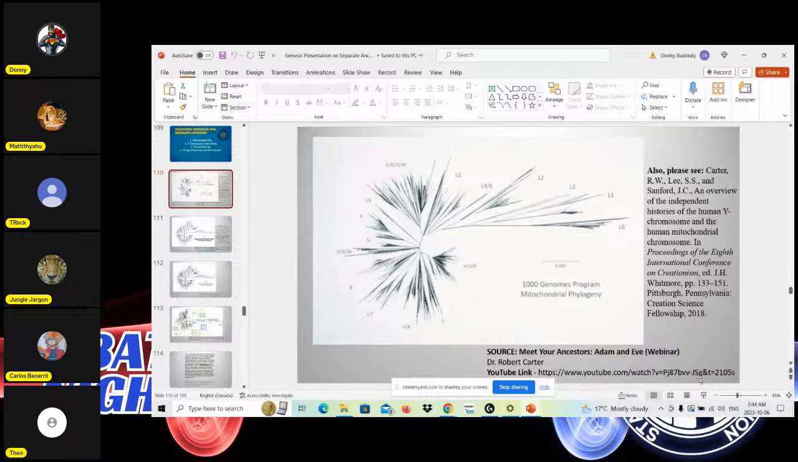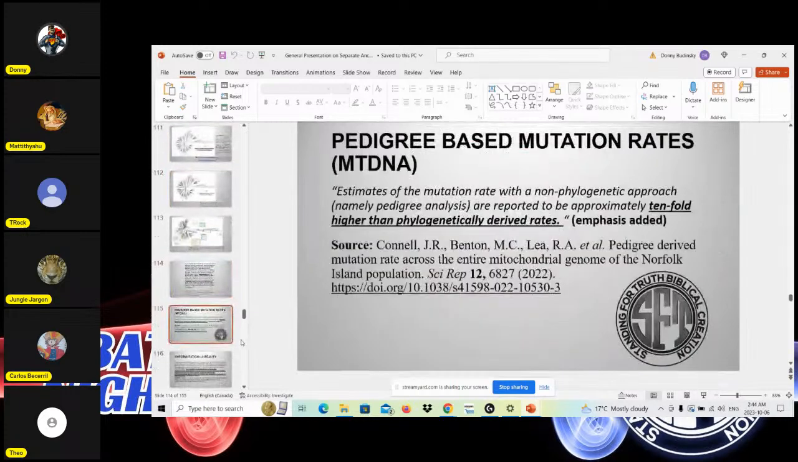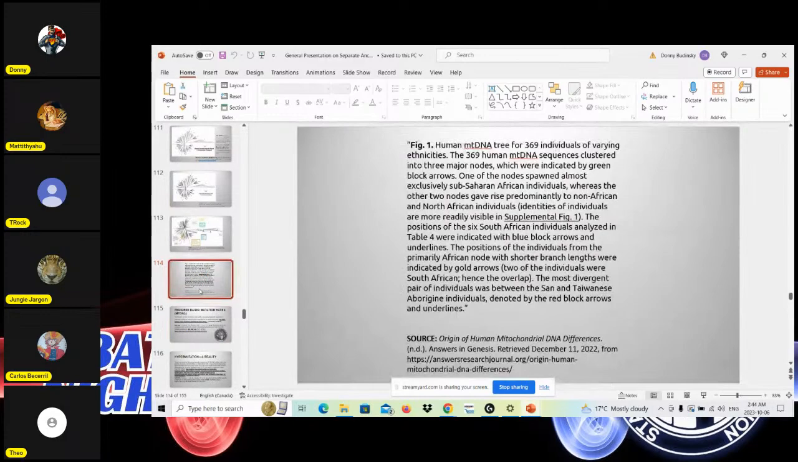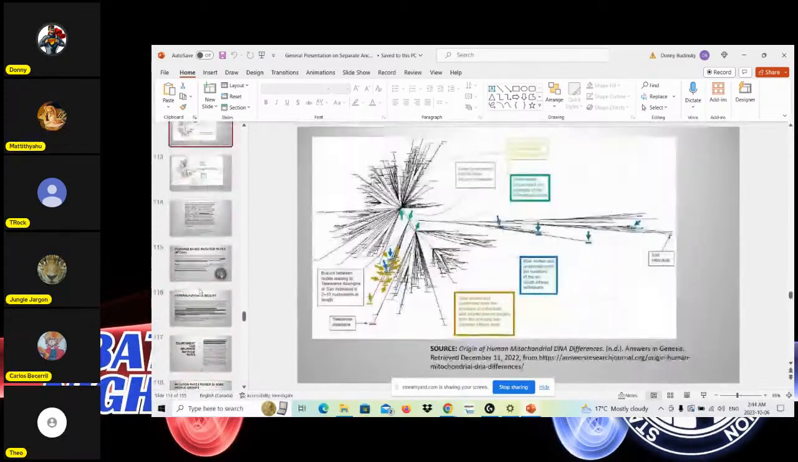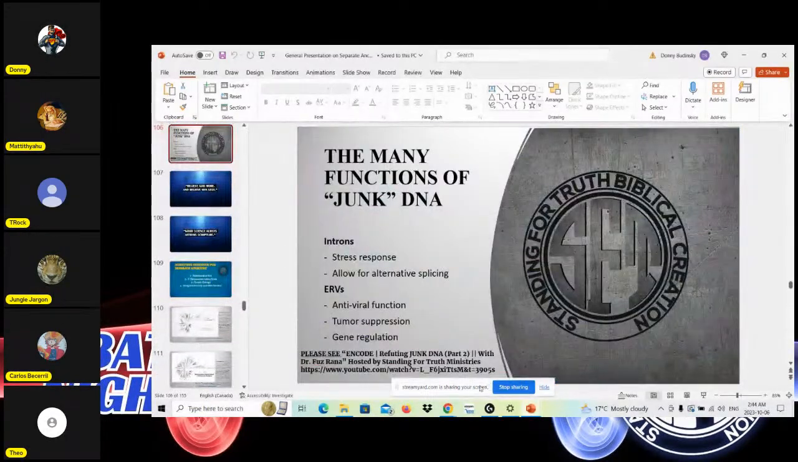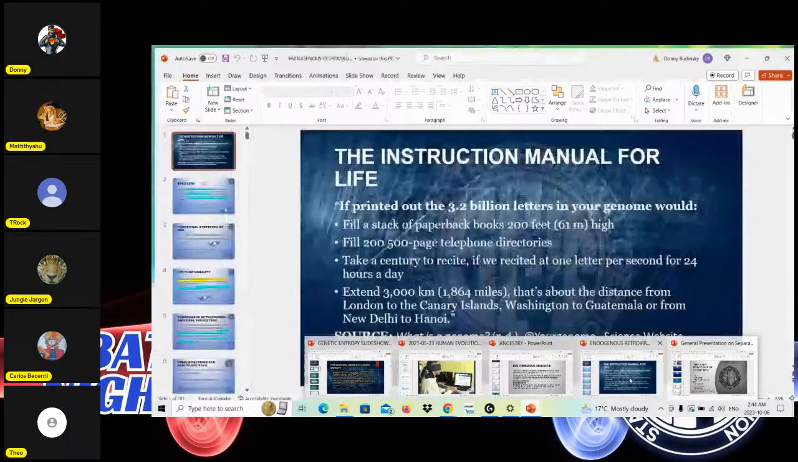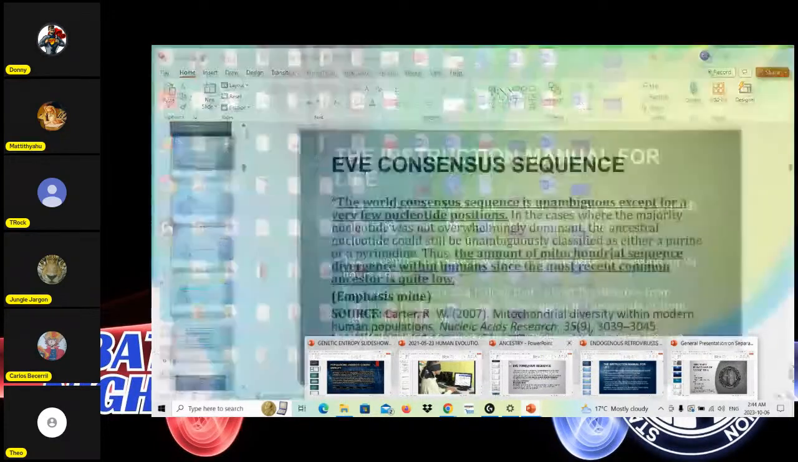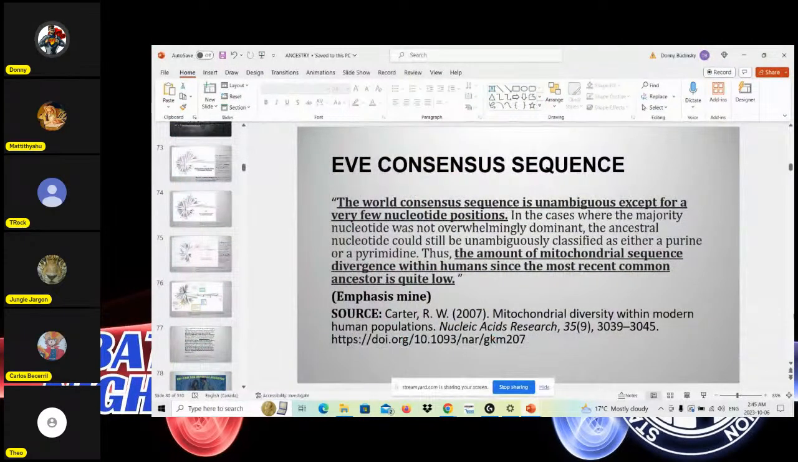But let's just say, for sake of argument, what you're saying is true. Okay. And this occurred somewhere between 70,000 and 200,000 years ago. Well, notice this again that I've shown on this tree. And then you can look at the data itself. Okay. Where we've got the Eve consensus sequence. It demonstrates that there's incredibly low variation.